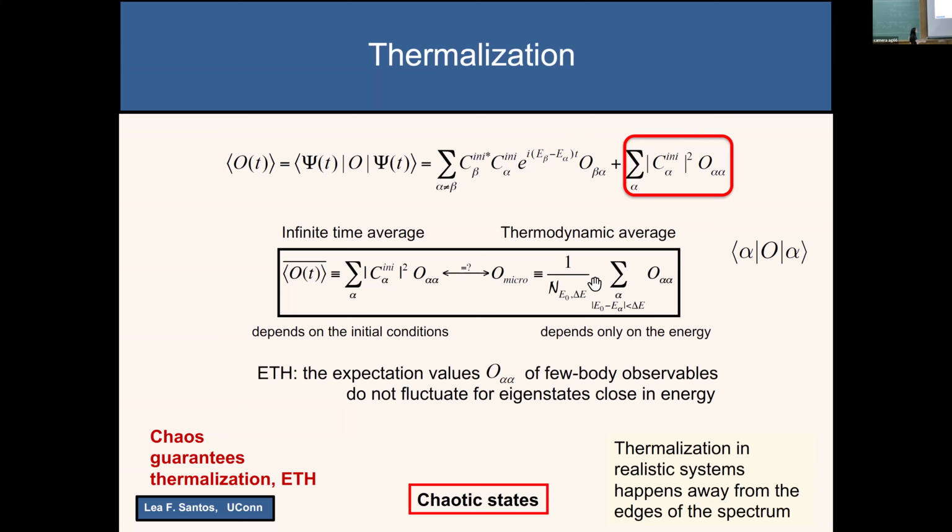All right, so what I did here is a microcanonical ensemble, just an average of these expectation values in a small window of energy. And then you may wonder, okay, how can this part, which has the components of the initial state here, how can this agree with this average in a small window?